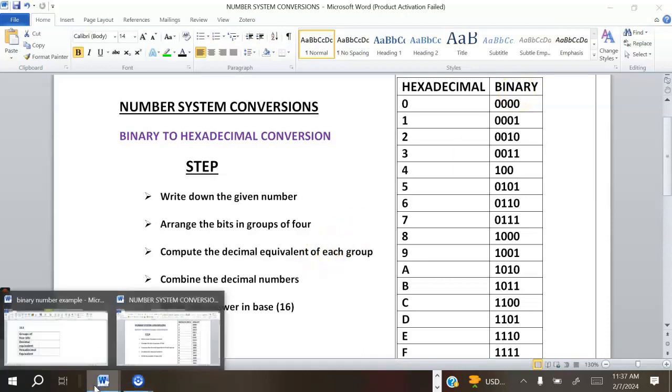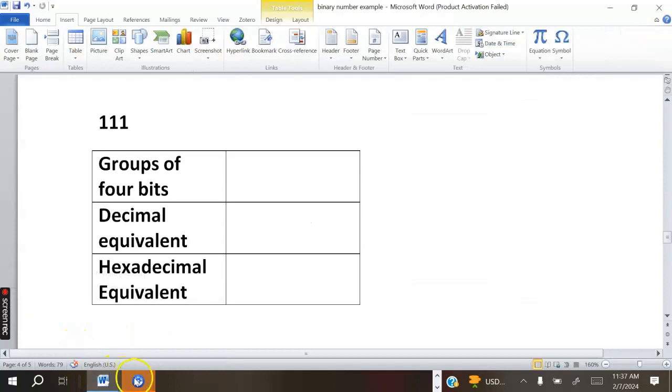Okay, let's dive directly into our example. For example number 1, we have 111. As you can see with this number, it is not possible for us to get 4 bits. So the rule is very clear and you need to note it. When you encounter a number with less than 4 digits, you are supposed to add a 0 to the left side if you are dealing with the integral part.